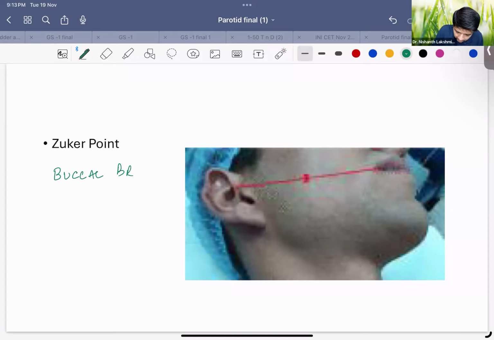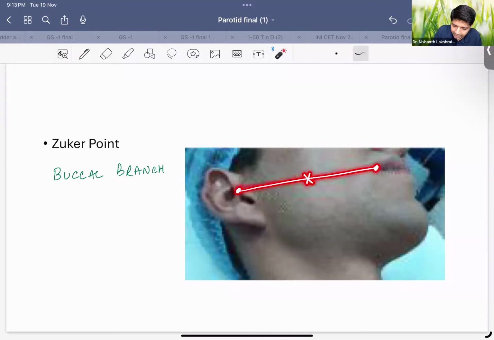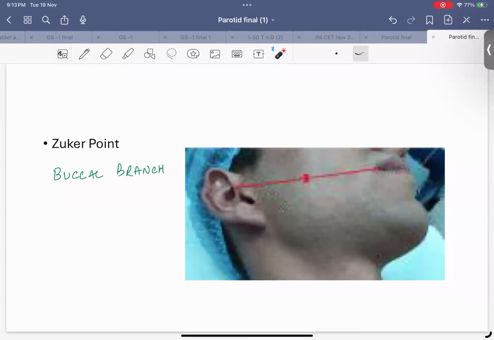The buccal branch. So what they do is they draw a line from the tragus all the way to the angle of the mouth, find the midpoint, and they say this is where you're going to identify the nerve. Now, can anyone tell me why we are doing this? What is the clinical importance? Retrograde identification most commonly. Exactly. So in case you're operating on a recurrent tumor, the planes are not correct and you're forced to go retrograde. So that is when you go there, find the buccal branch and go backwards.